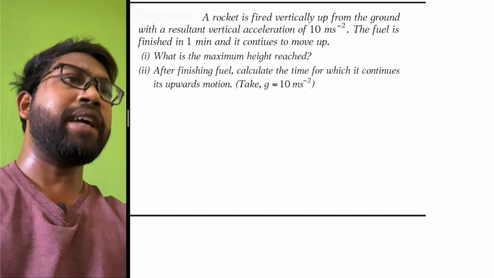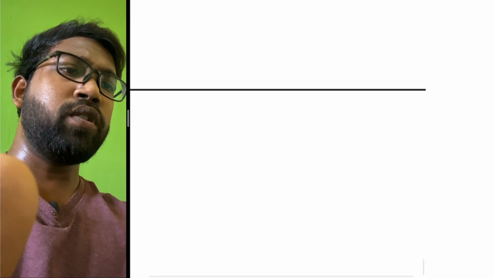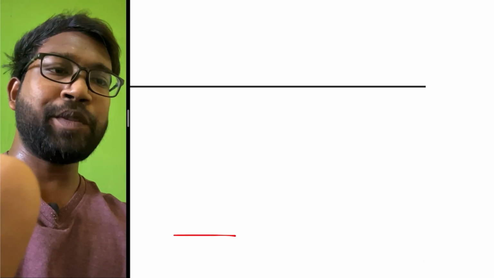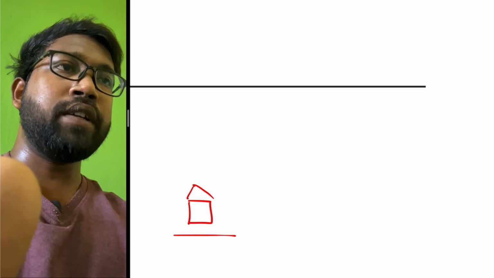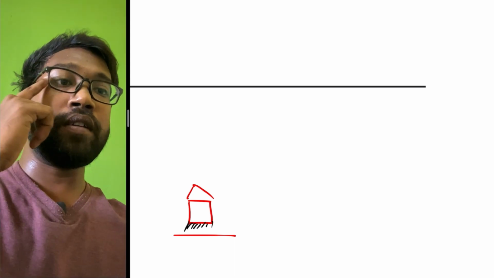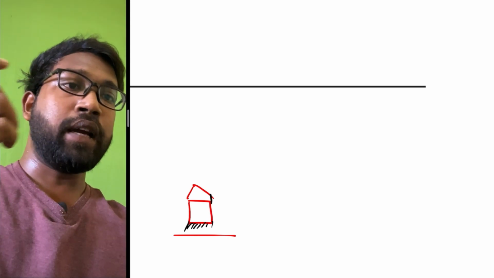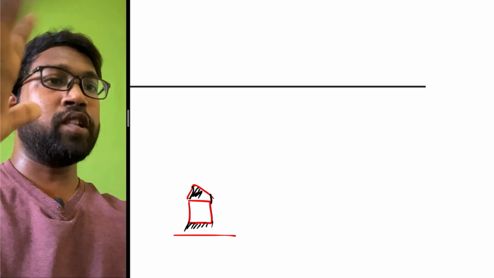Let me explain what it is. Very simple. We are just going to launch a rocket. So this is our rocket. Just adjust with this diagram, I'm not good at drawing. I hope it looks somewhat like a rocket. We're just going to launch a rocket.